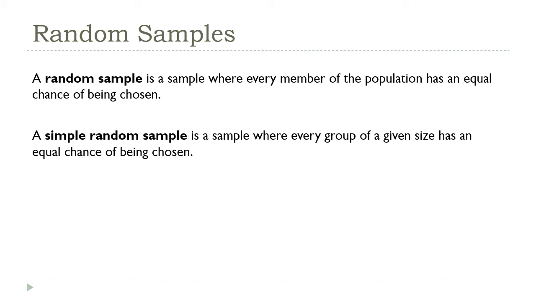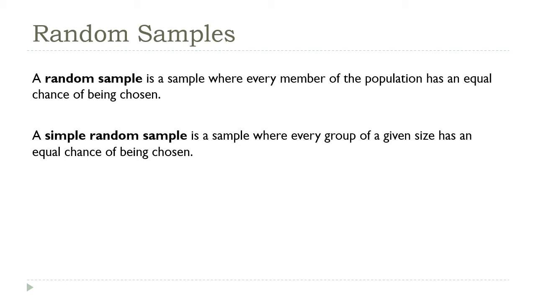Okay, and random samples come in two varieties here. A random sample is a sample where every member of the population has an equal chance of being chosen. Where a simple random sample is slightly tighter, slightly more restrictive. In this scenario, it's a sample where every group of a given size has an equal chance of being chosen.